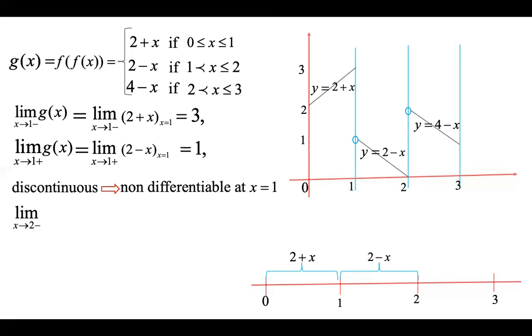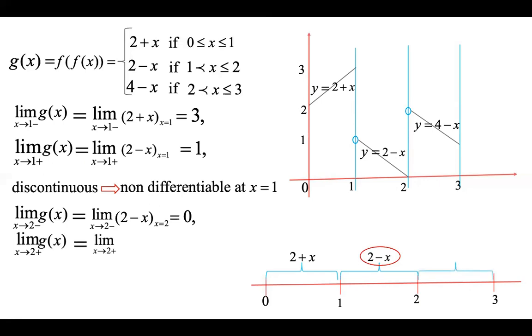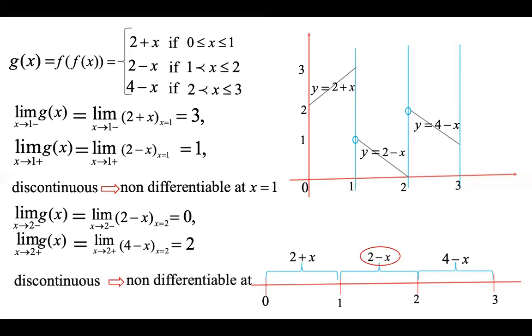At x is equal to 2, I am calculating the left limit of g of x. So at x is equal to 2, the left side piece is given by 2 minus x. The 2 minus x at x is equal to 2 has value 0. That is, the left limit at 2 is 0. And the right limit at 2 is, the right side is given by the piece 4 minus x. 4 minus x at x is equal to 2 evaluates to 2. So again at x is equal to 2 also, it is discontinuous because the left limit and right limit are different values. Therefore, it cannot be continuous.